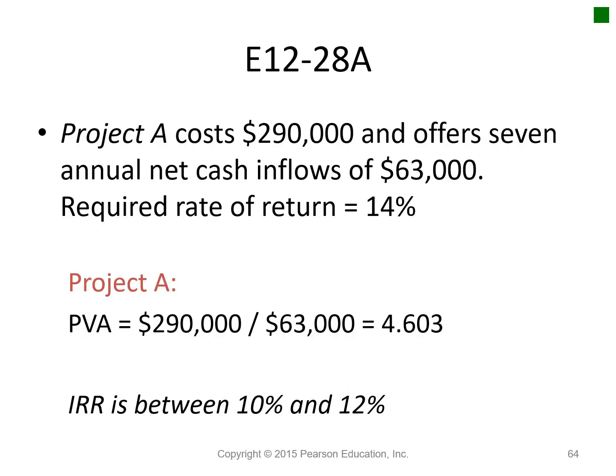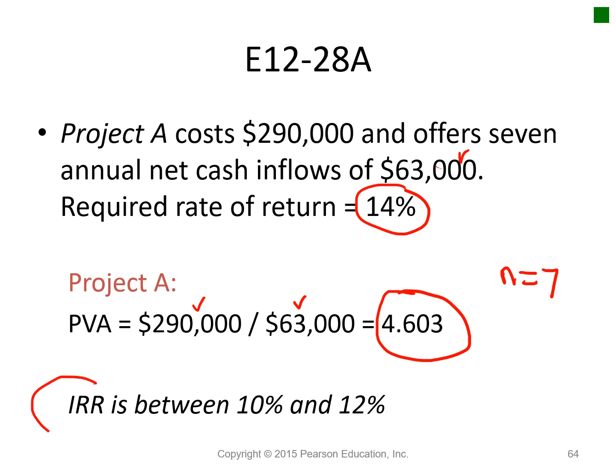So again, if you look at project A, the cost is 290,000, and annual inflows are 63,000. The 14% is the required rate. To get the internal rate of return, take this cost and divide by the cash flows. You're basically trying to find this number in your table, looking where N is equal to 7. You would find that this number falls somewhere between 10 and 12%. For now, you're just going to say that's my estimate. And of course, because that is less than this 14%, you'd say this one looks like it's a no-go.